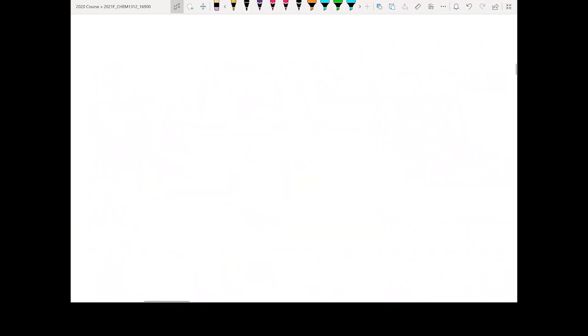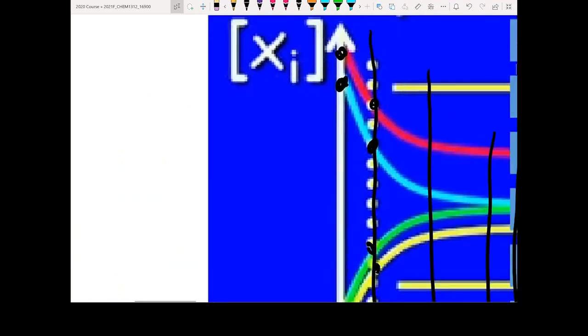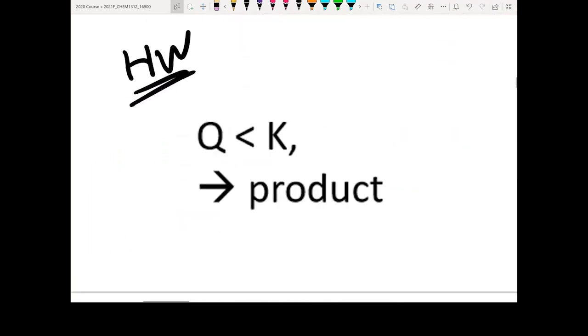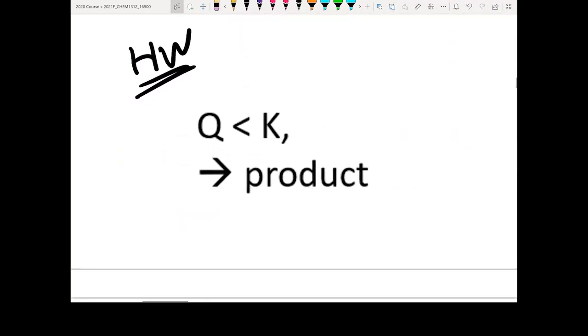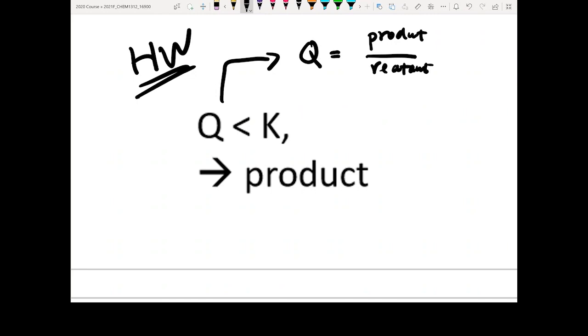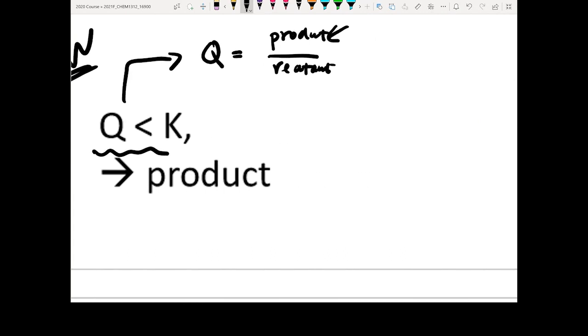However, if I give you two numbers for your Q and K, and when you compare them, you realize your Q is smaller than K. Because when we write out a Q, it is always product over reactant. If Q is smaller than K, that means you don't have enough product compared to the equilibrium condition. So the system will push the reaction toward the product direction so you can crank up your numerator and eventually it will equal your K.